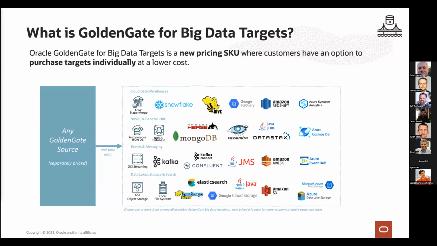So for example, let's assume that you want to replicate to only Confluent Cloud with GoldenGate for Big Data, and you're not interested in replicating into other target technologies supported by GoldenGate for Big Data. So in that case, you can use the GoldenGate for Big Data Targets SKU, and you can replicate into that single Confluent Kafka target.